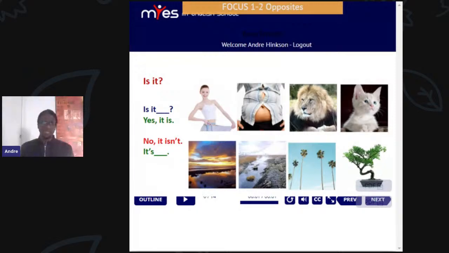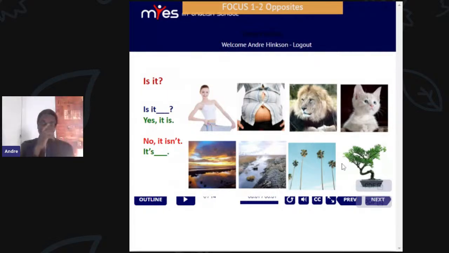In my opinion, no. It's the negative. So no, then we give the positive. So no, it isn't beautiful. It's ugly. The opposite. So we had the negative in the beginning. No, it isn't beautiful. Then we have the positive. Yes, sorry, it's ugly in this case. So here we have the opposite, beautiful and ugly.